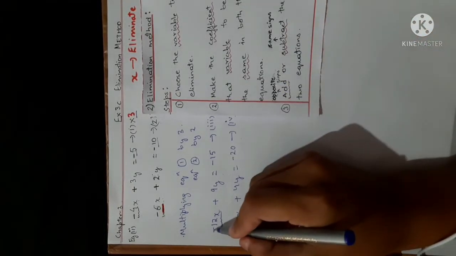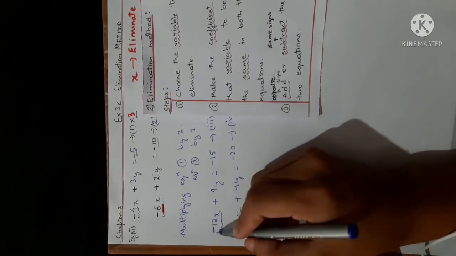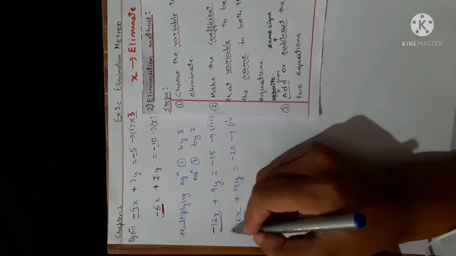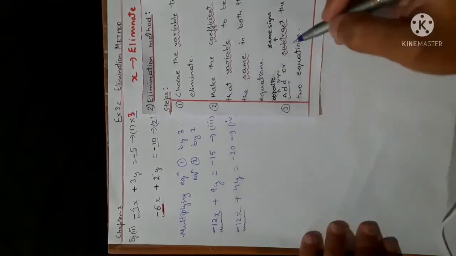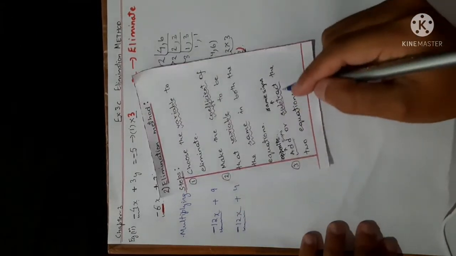So here what do we see? We see minus 12x and minus 12x. So they are of the same sign. They have minus in both of them. So what should we do? We must subtract them.